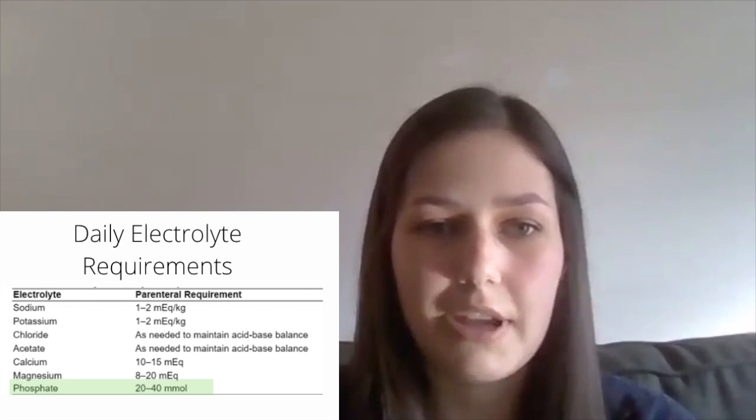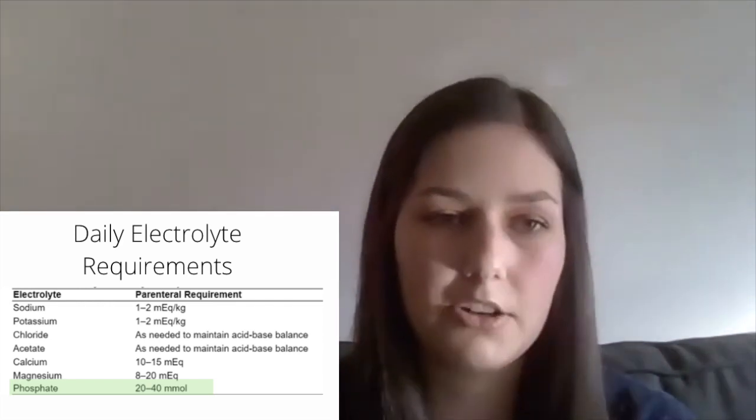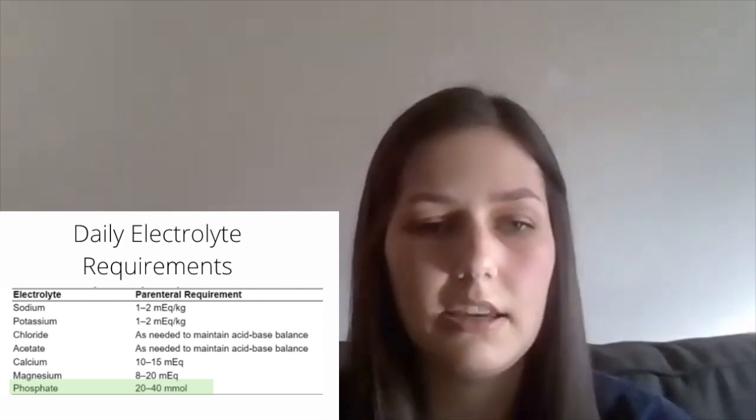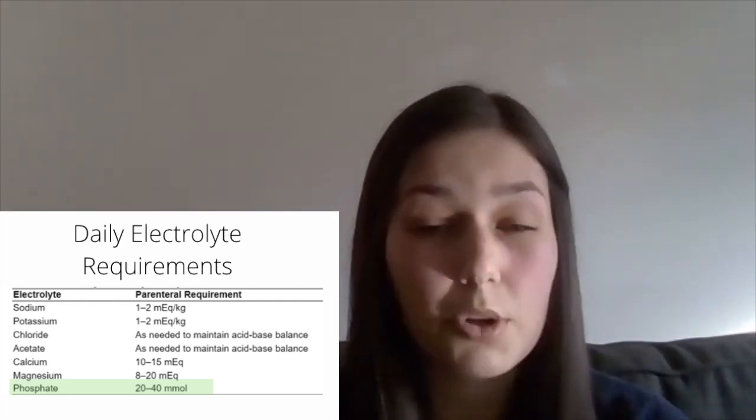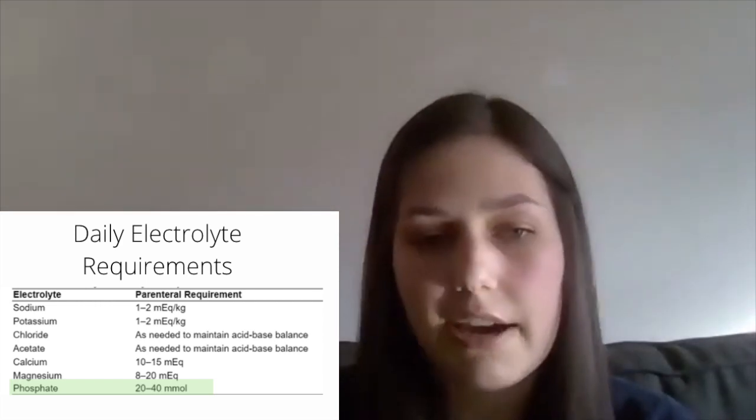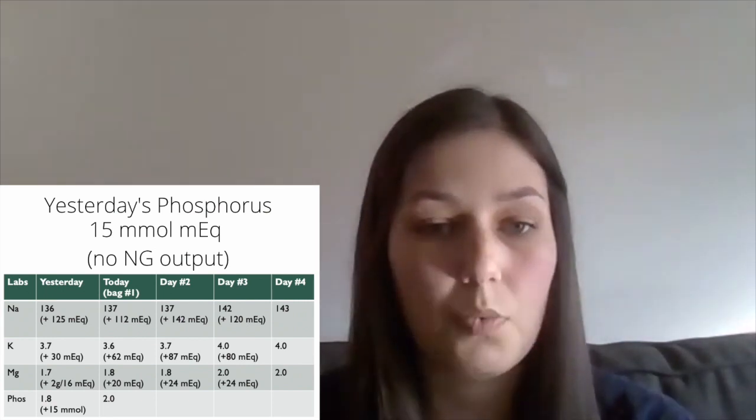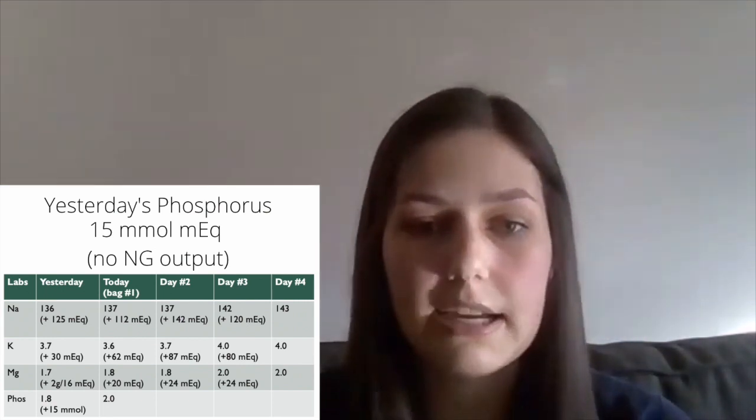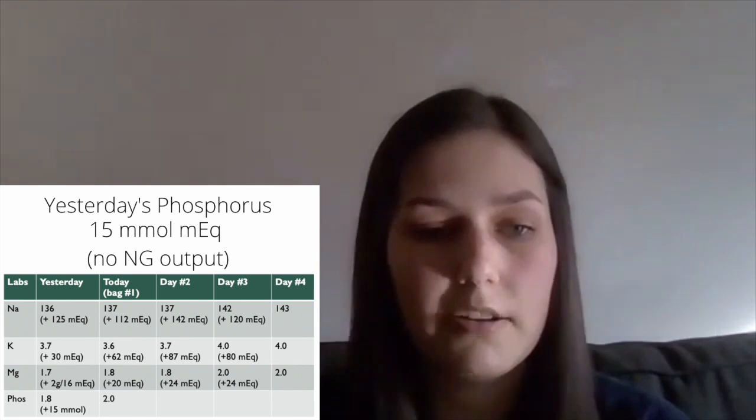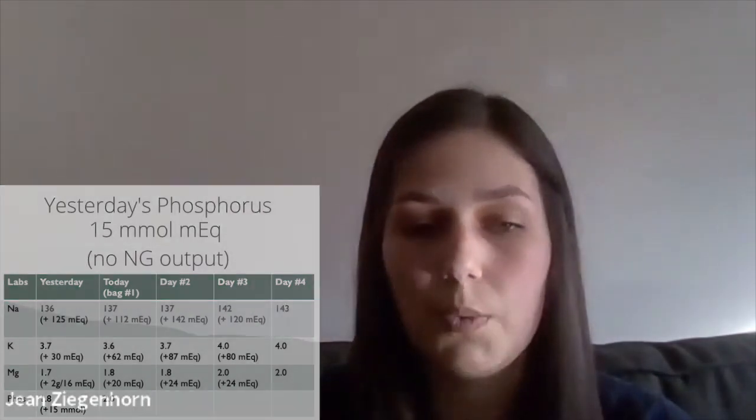And our final electrolyte for this gentleman is phosphorus. If we look back at our JPEN table again for baseline needs, phosphorus is in millimoles, and it's about 20 to 40 millimoles per day for the average adult. On the labs yesterday, the patient's phosphorus was 1.8. The team decided to give him a 15 millimole rider of sodium phosphate, and his phosphorus increased to 2.0.